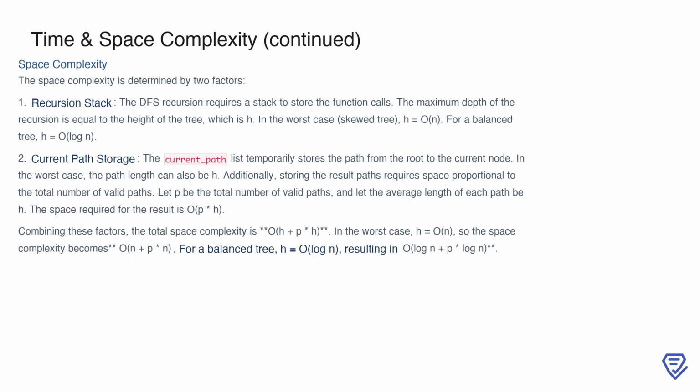Additionally, the result paths are stored in memory, requiring space proportional to the number of valid paths, denoted as p, multiplied by their average length, h. Combining these factors, the space complexity is O(h) plus p * h. In the worst case, this becomes O(n) plus p * n, and for a balanced tree, it simplifies to O(log n) plus p * log n.